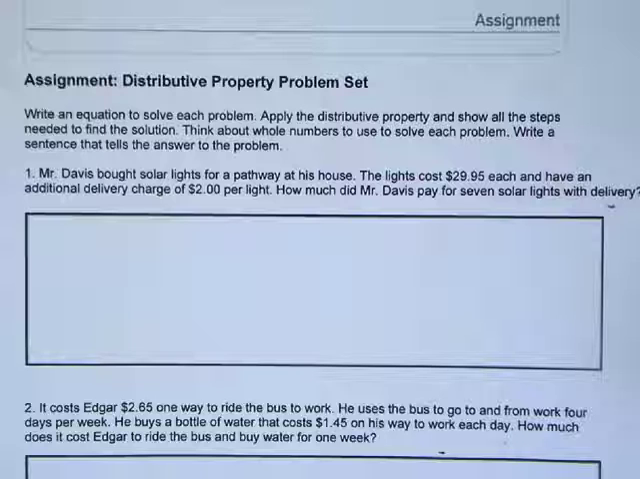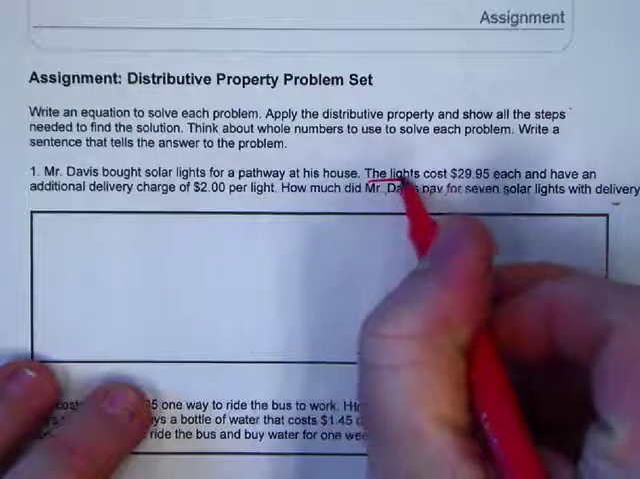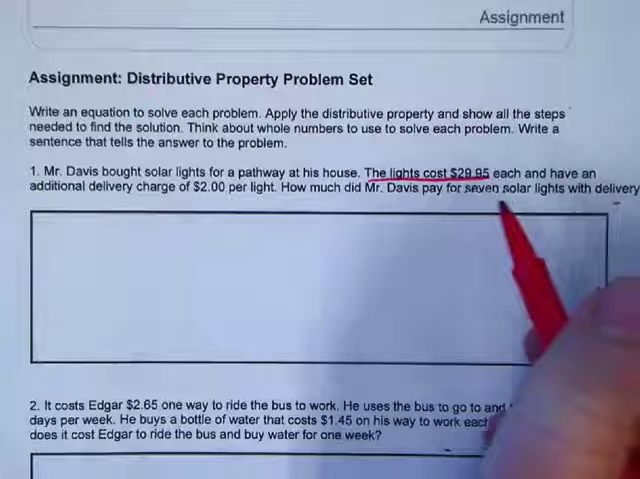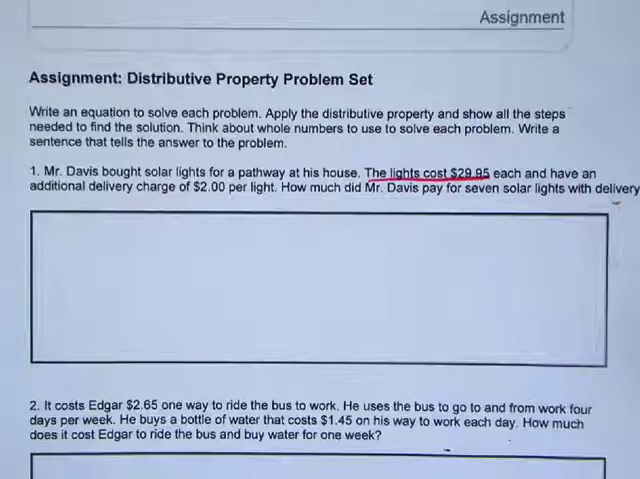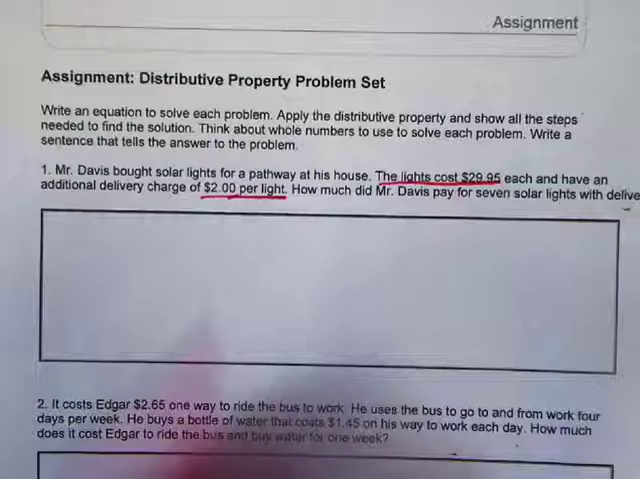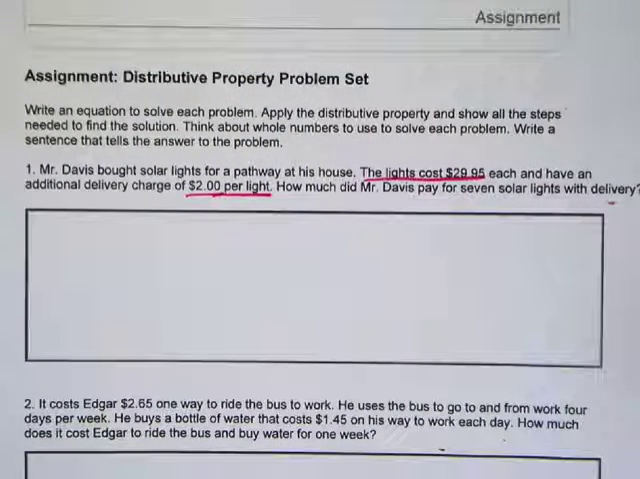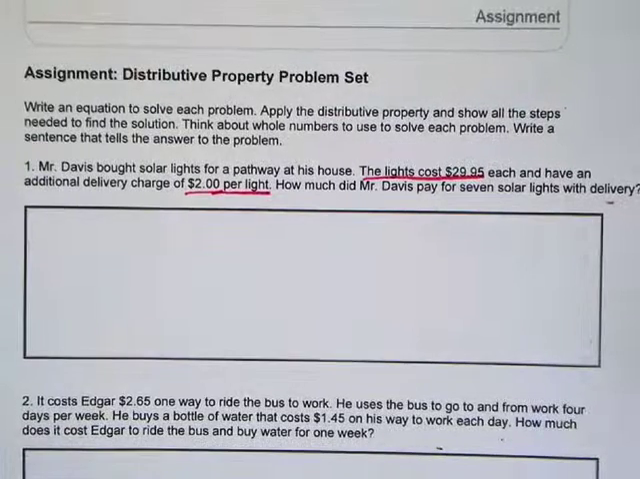The light costs $29.95. Okay, so that's an important piece of information. Each light costs $29.95. We want to remember that. Each and have an additional delivery charge of $2 per light. Okay, so that seems important, so I'm going to try to remember that. How much did Mr. Davis pay for 7 solar lights with delivery?